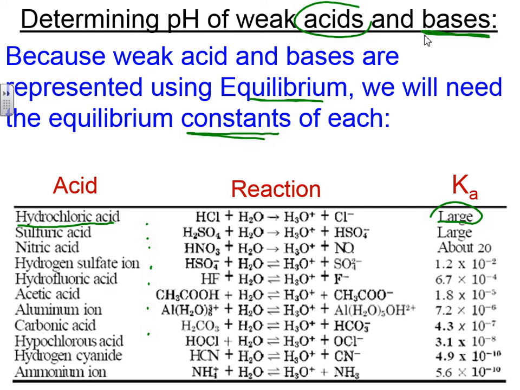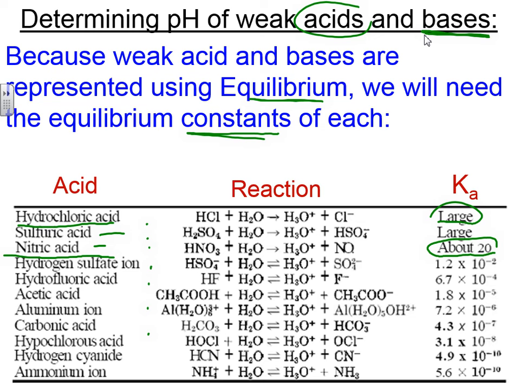Same thing happens for these, sulfuric acid, nitric acid. These guys have really, really large equilibrium constants. Nitric acid is actually given right here, about 20, which is so large that you can call it large, and you can ignore nitric acid in terms of equilibrium. But beginning down here with the weak acids, and most of the acids in the world are weak acids, they actually have an equilibrium constant.